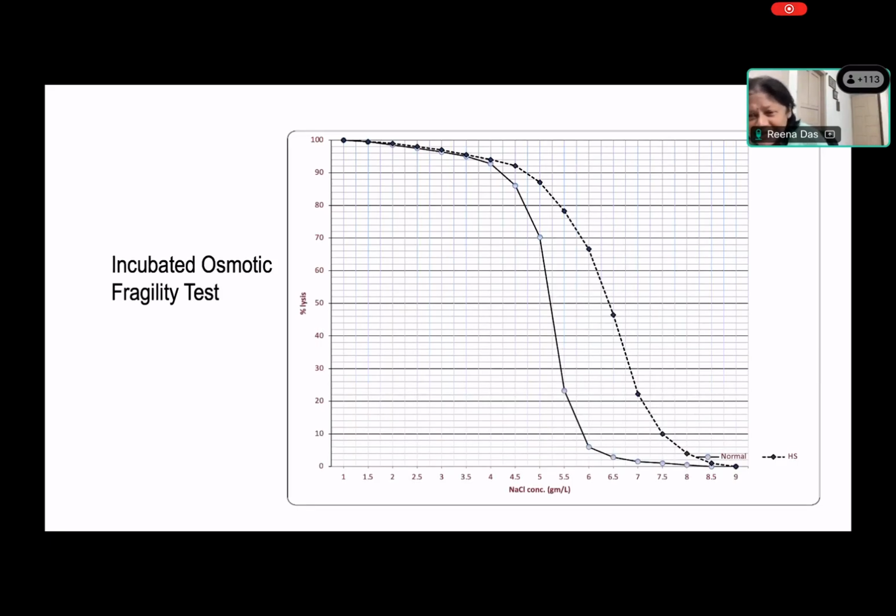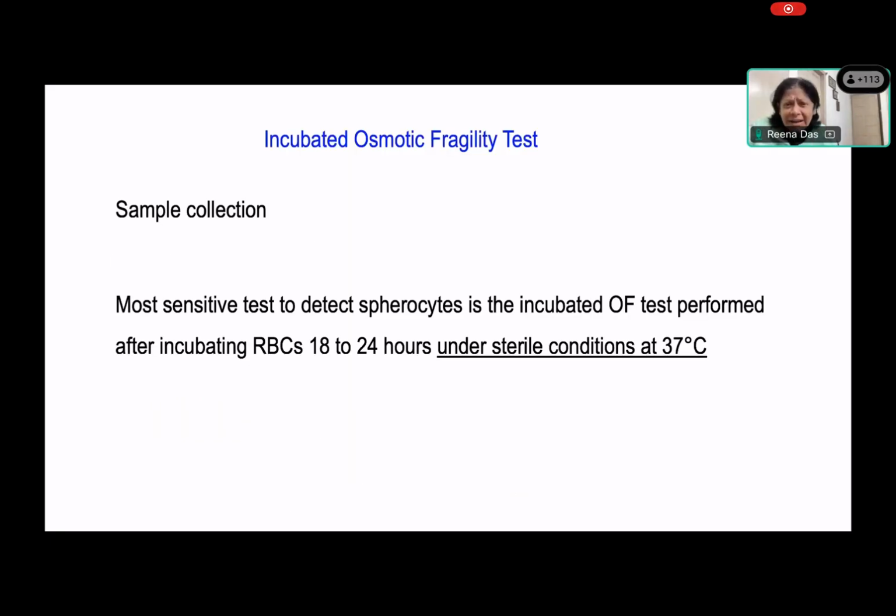So incubated osmotic fragility test is a good test because it gives you a nice graph. And now we know that when we are doing the test, if you have a positive family history, testing with the family members is a good idea. Because if you would have done the mother and the father in addition, you'll find that the mother will be normal, the father is showing, and you know then the pattern of inheritance which is there, if possible to do. Now, what kind of sample should be collected?